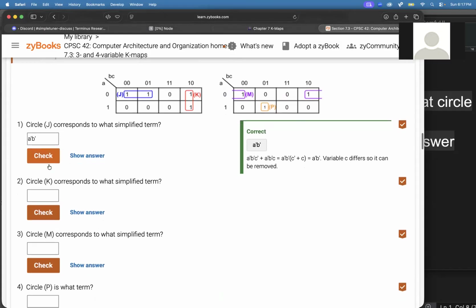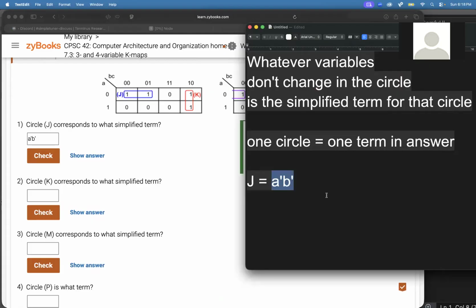All right, same thing for K. What is K? Well, in this circle, A is 0, A is 1, so A changes. What doesn't change? In this entire column, the B is 1 and the C is 0. So the B and the C don't change. The B is 1, which is B, and the C is 0, which is not C.